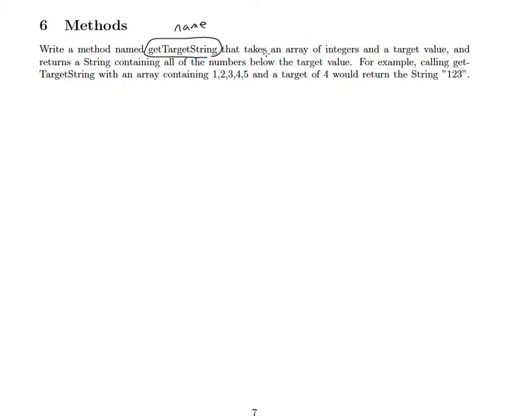That takes is your key that the parameter list is coming next. Okay, so an array of integers. This is parameter 1. Target value, param2, and returns a string. Returns a string containing all the numbers below the target value. Okay, so that gives me enough to write my method header.